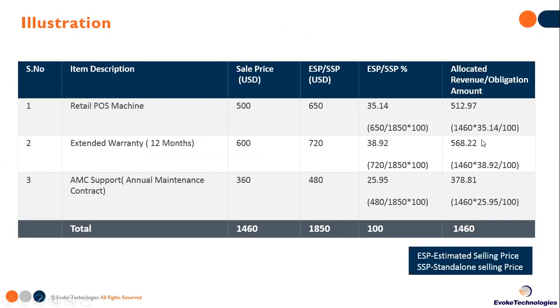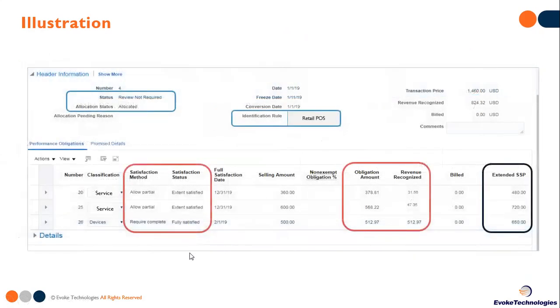These are all the obligation amounts of the contract, and this would be the final revenue which should be recognized on this contract. So now let us go back to the previous slide and compare whether the system has calculated the same amount. So for the retail POS mission, it is 512.97. Let us go back to the earlier slide. Yes, under the obligation amount in the last third column, 512.97, which is for device.